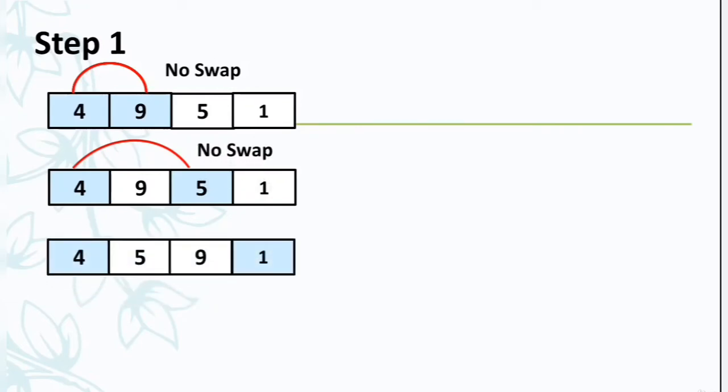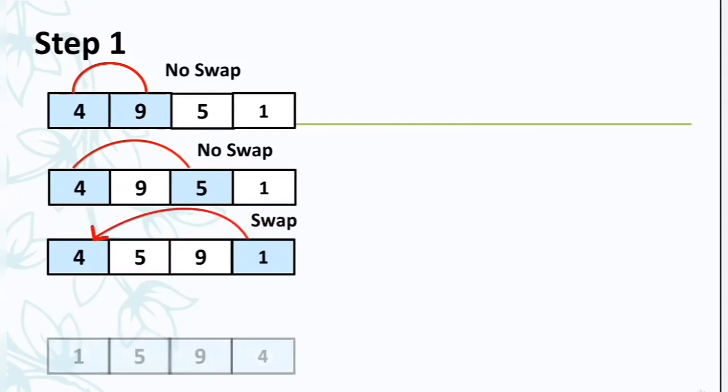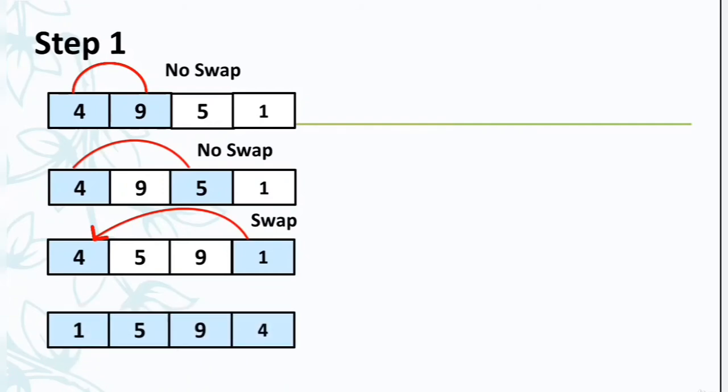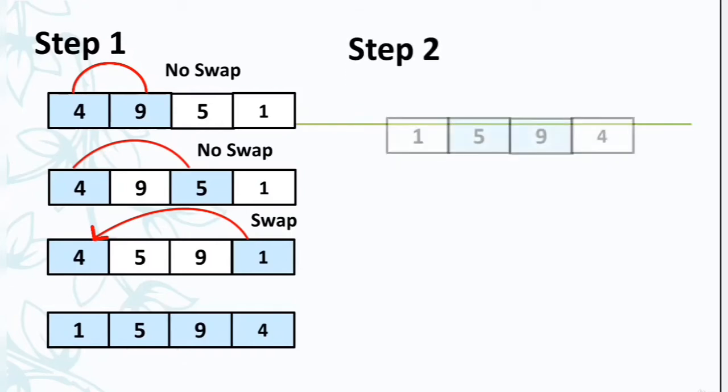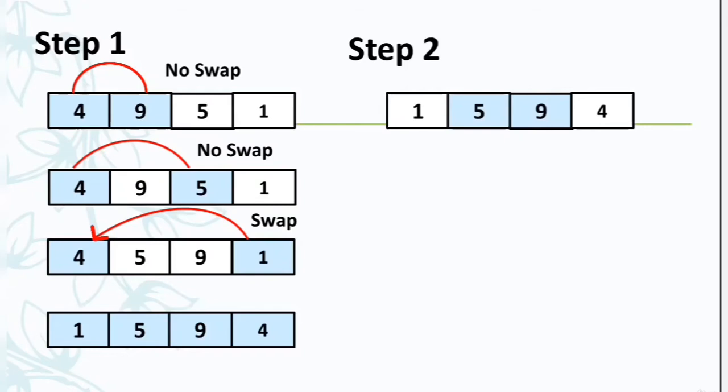Again in the next case, I compare the element at 0th index position, that is 4, with the element 1. As 1 is smaller than 4, a swap takes place. And at last we get the array as 1, 5, 9, 4. So now 1 has become fixed. Now we move to step 2, and in this case we compare the element at first index position with the remaining index positions. That is, in this case I compare the element 5 with 9 and 4.